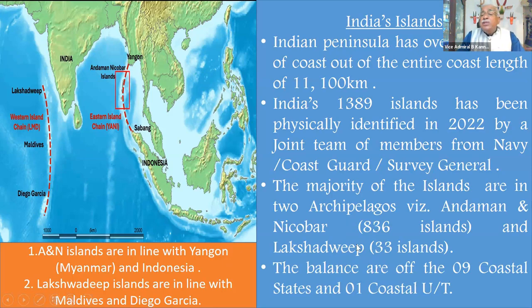The balance islands which India has, which is very close to about 400 odd, they are all off the coast. Gujarat has got some islands. Tamil Nadu has got some islands. West Bengal has got some islands. Orissa has got some islands. Andhra Pradesh has got some islands. Small islands are there, which are all put together. It comes to 1,389.